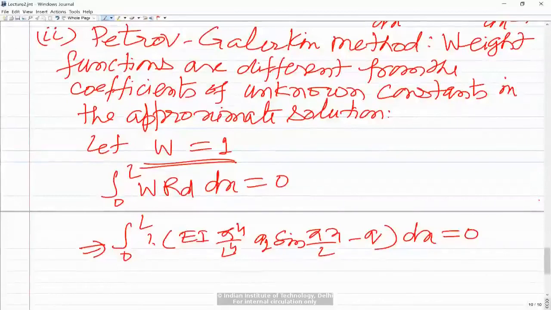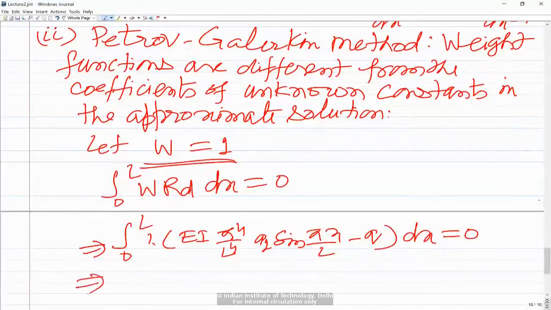Now in this case, I have chosen w as 1. I could have chosen w as x, or x square, anything. W equal to 1 simplifies the integration, so I am using that. But whatever I do, we can say that we have solved for the constant a1 from the Petrov-Galerkin method.